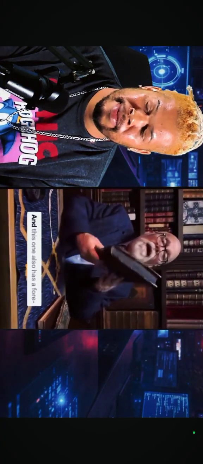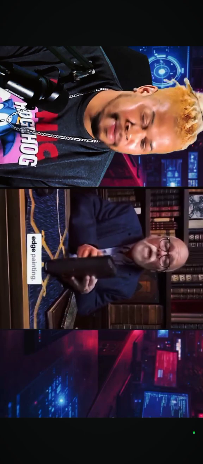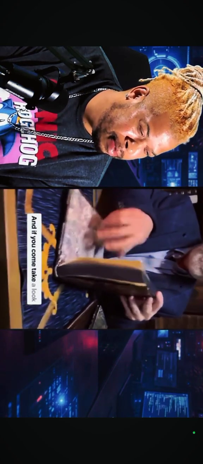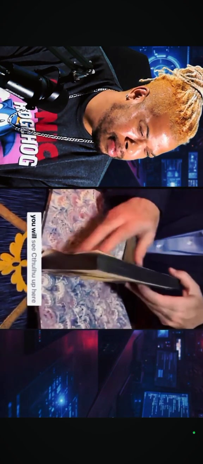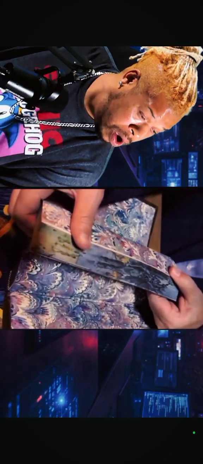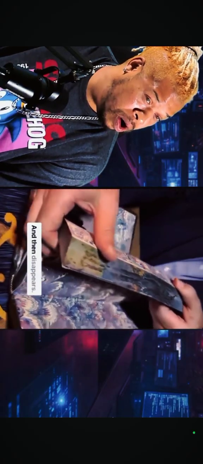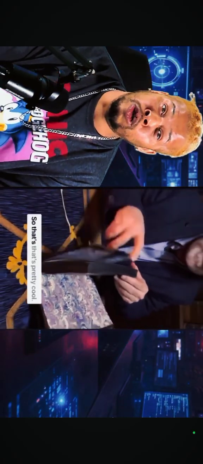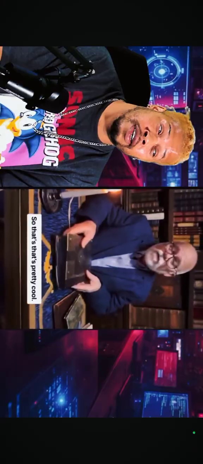This one has a special binding on it, and this one also has a 4-inch painting, and if you come take a look, you will see Cthulhu up here, right here. Wow. That's crazy. And then disappears. So that's pretty cool. Yeah.